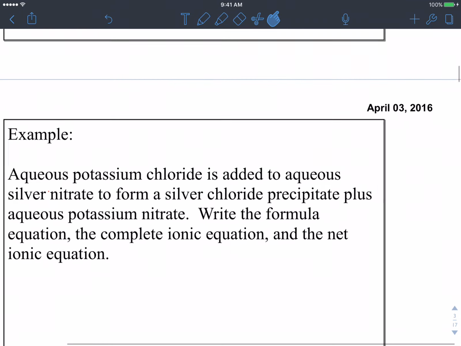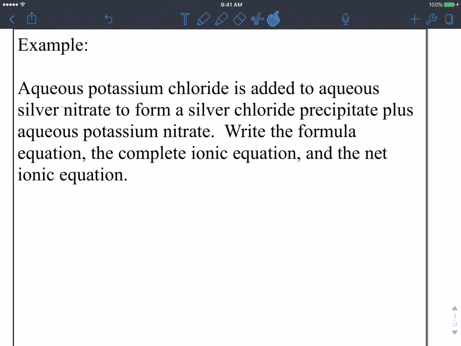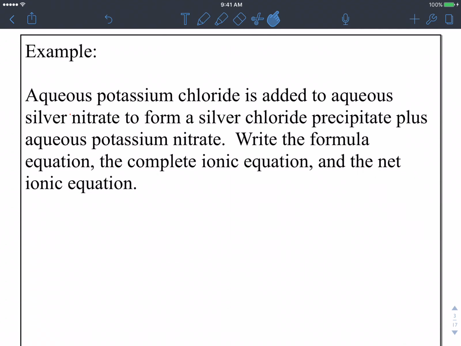So let's practice writing some of our own. We have aqueous potassium chloride added to aqueous silver nitrate to form a silver chloride precipitate plus aqueous potassium nitrate. Write the formula equation, the complete ionic equation, and the net ionic equation. Now that seems like a real mouthful, but it really isn't. What you need to do is break it down into its constituent parts. Look at it this way.